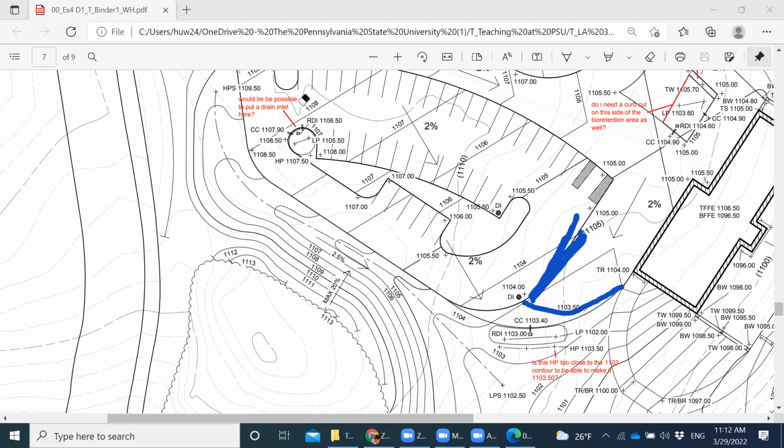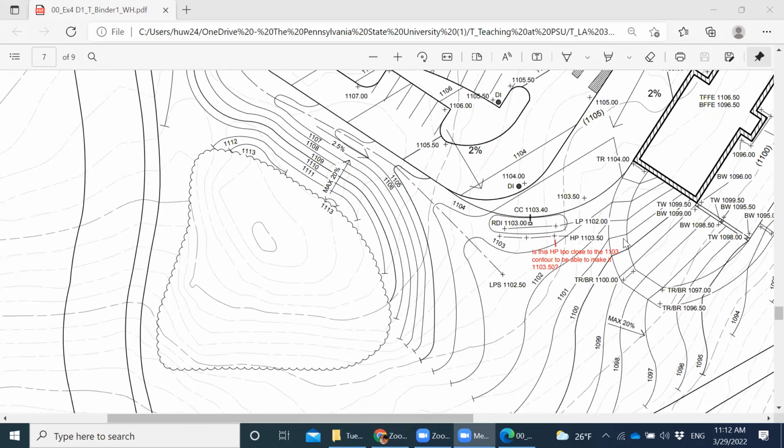No, at a minimum, you would turn that so you are not dealing with a very acute angle in pavement. Nobody will use that, right? Okay, that's that. Is this HP too close to the 1103.5? I think it's okay, based on 2 feet. As long as it's 2 feet away, then you should be fine.